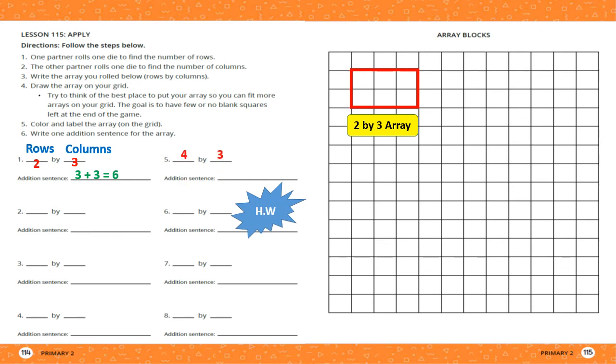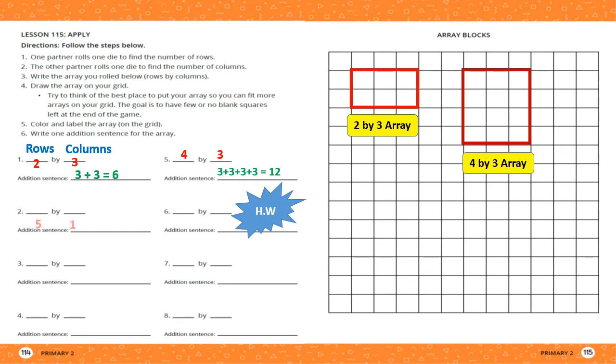The next one, 4 by 3 array. So the number of rows equals 4 and the number of columns equals 3. Let's count the number of rows, 1, 2, 3, 4. And the number of columns, 1, 2, 3. Okay? The addition sentence. Look at the rows. Each row has 3 squares. So we will write 3 plus 3 plus 3 plus 3 equals 12. Okay? We will write 3 4 times because we have 4 rows.